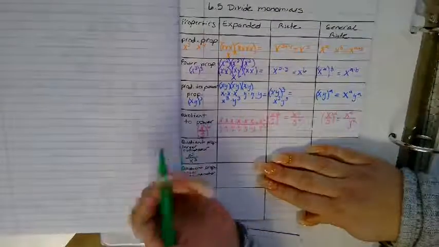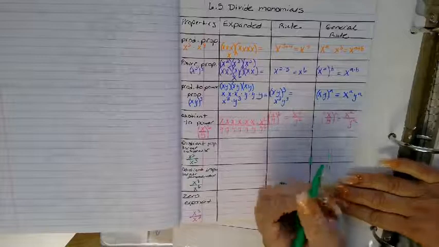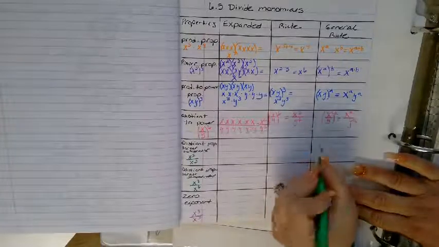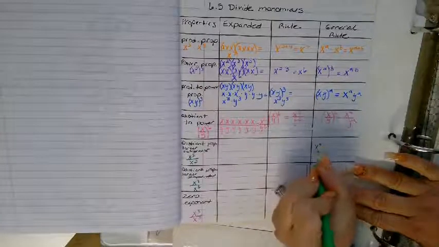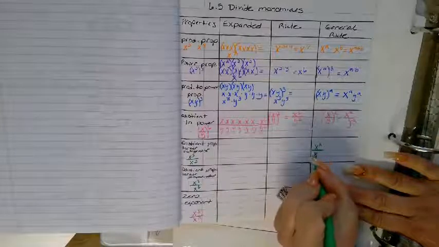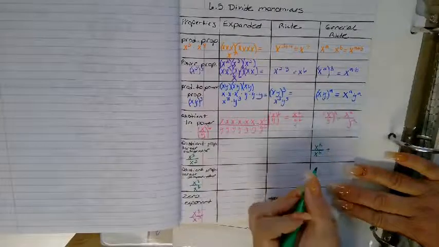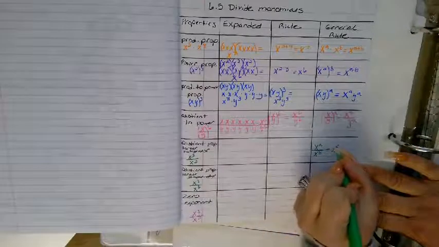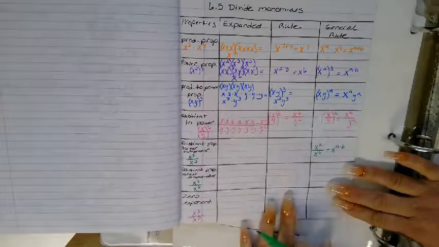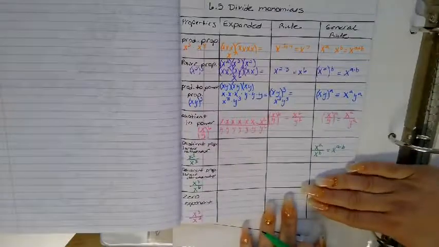We have our rule. Let's look at our rule first. That was the one I wrote accidentally, so we're going to go to this one. x^a over x^b. And this is where we would subtract our exponents. Okay, so let me show you the expanded form.